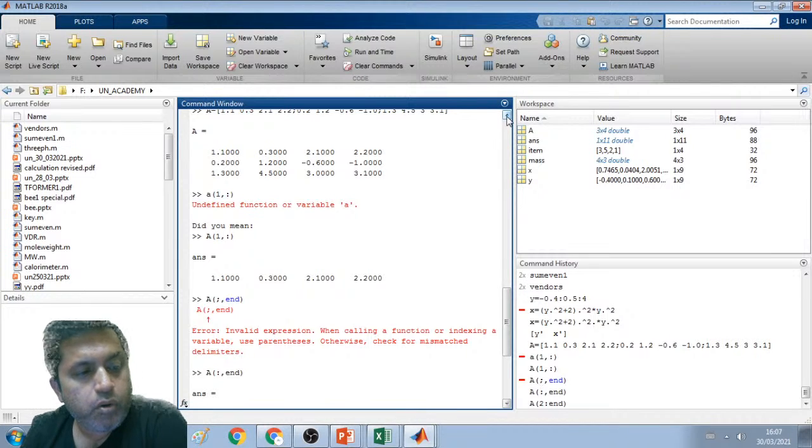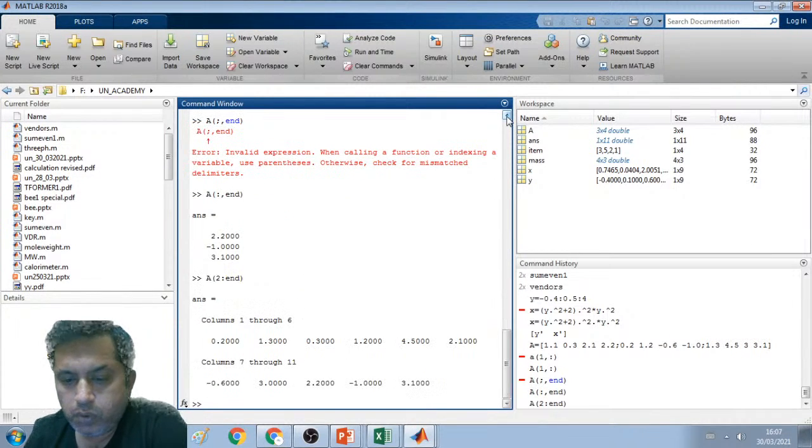Or rather second row up to end column. Second up to end. Okay.